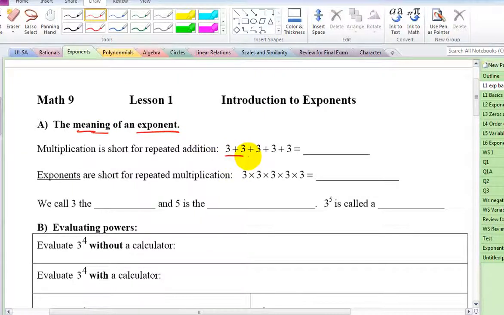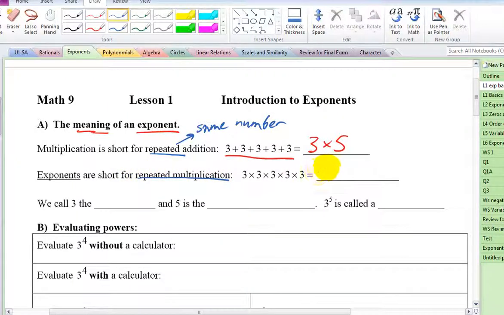If I give you this addition, I think that was like grade 2. In grade 3, what did you learn? That would be 3 times 5, right? The shortcut of addition is multiplication. Okay, so if we have repeated, and we know it, by the word repeated, it's the same number. That's kind of important. You got to have the same number. Now, exponents are short for repeated multiplication.